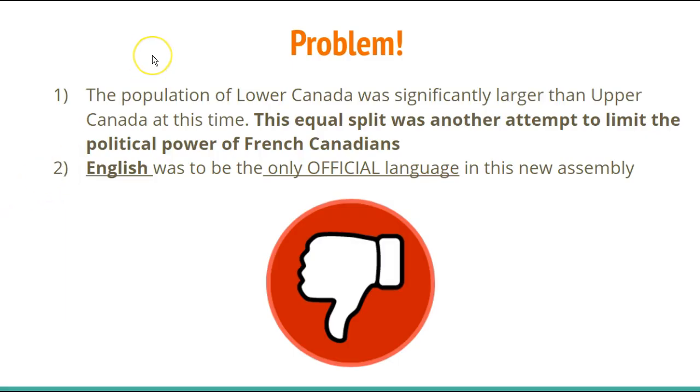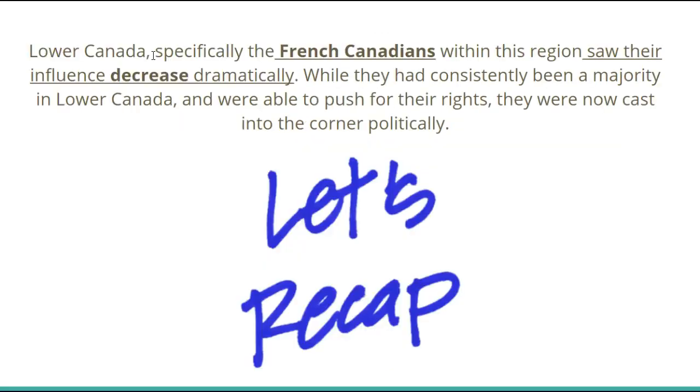So again, these are the major problems with that political sort of rejigging. The population of Lower Canada was significantly larger than that of Upper Canada at that time. So this equal split was another attempt to try to limit the amount of power that French Canadians have. Also, secondly, English was going to be the only official language in this new assembly. So you can imagine being someone who only speaks French. If you are elected into this new assembly, you're forced to speak in English. So even though it's pretty much close to half, 35 to 40, maybe 45% of all of Canada's population is French, and yet the only official language remains English.